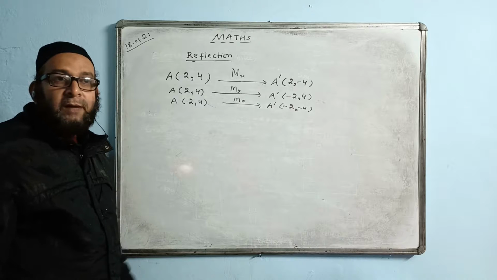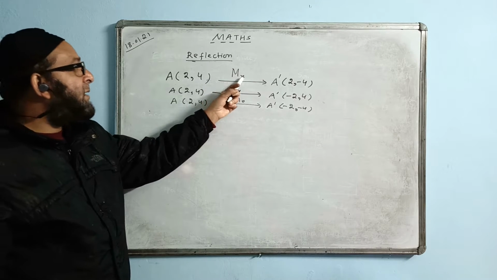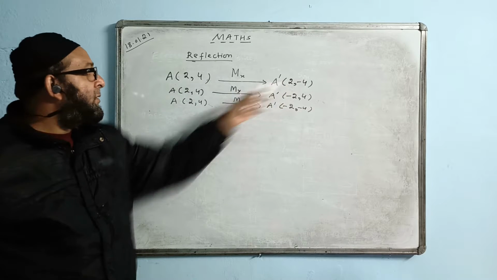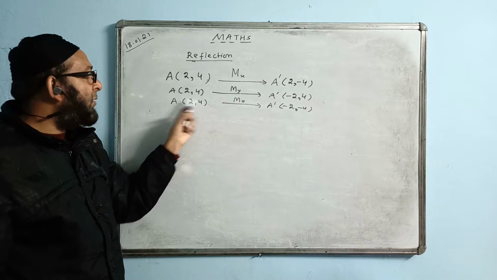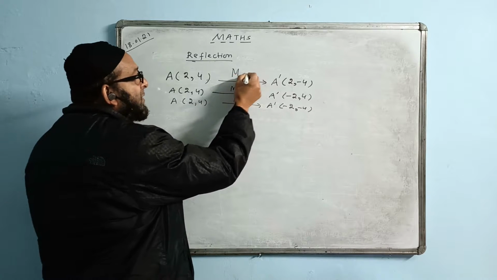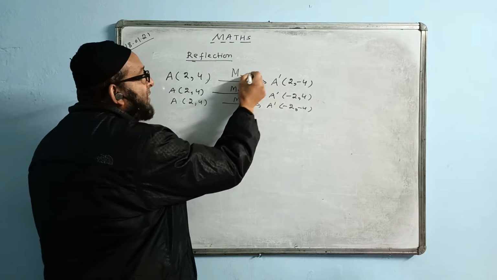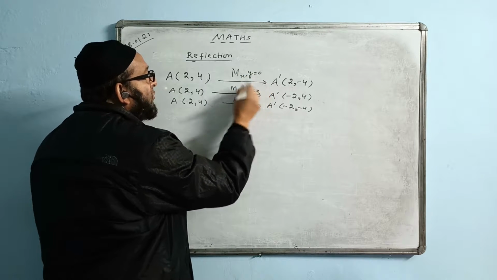But no need to go into those details, just know that when the mirror is the x-axis, the sign of y will change. Mirror y-axis, the sign of the x coordinate will change. Mirror origin, the sign of both will change. And this mirror, the x-axis, is also called the line y equal to 0. The equation of the y-axis we can write as x is equal to 0.